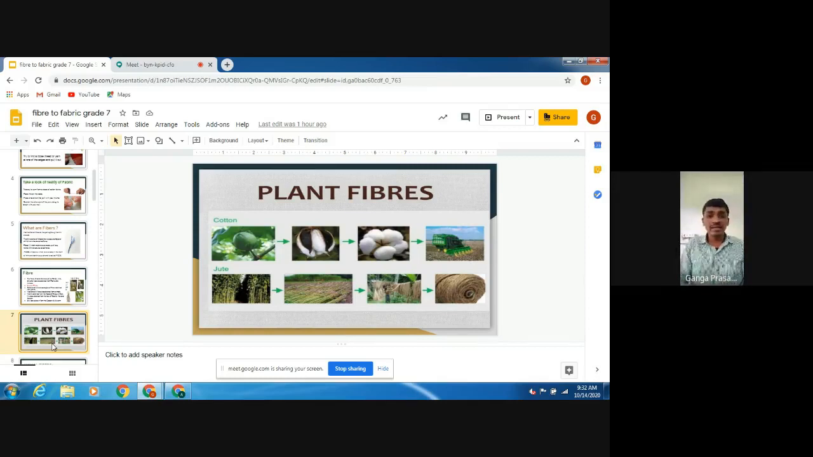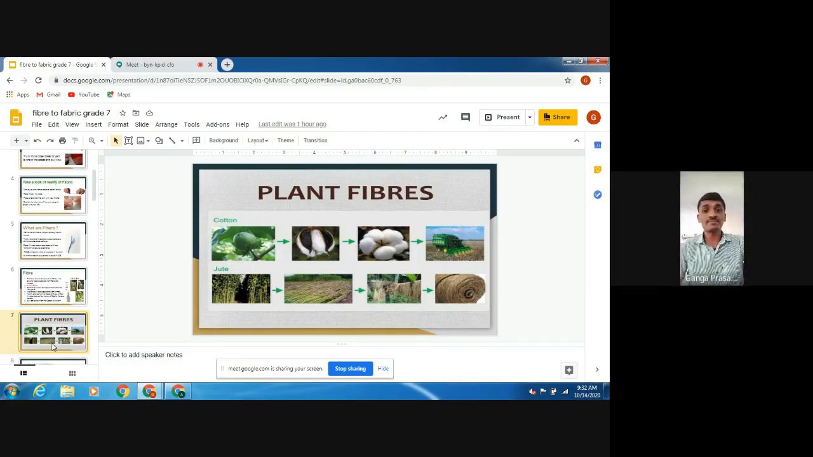So after a few days they will get fiber from the stem of the jute. They will get some fibers from the stem of the jute, right? So from that fiber they will make different types of things like gunny bags, ropes, okay, and handbags. So they will make different things. So this is about plant fibers.